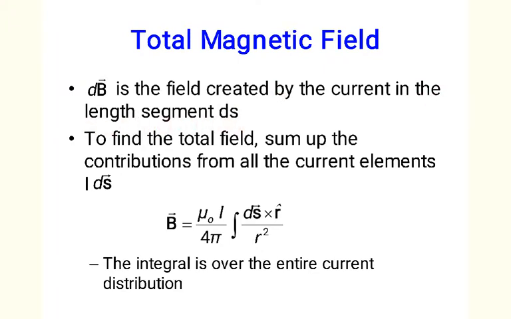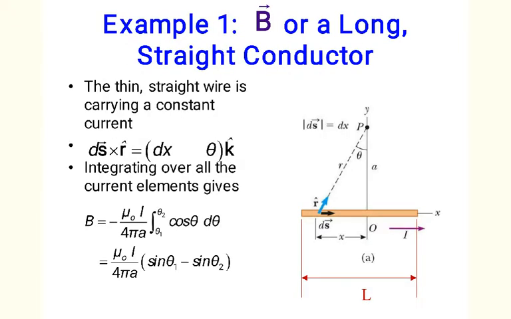To find the total field, you need to sum up all contributions from the elementary currents I times ds. So the total field is given by an integral of mu naught I divided by 4 pi times the integral of ds cross r hat divided by r squared. This integral is over the entire length of the wire or entire current distribution. In deriving this formula, we use the fact that I is the same through the whole length of the wire. The current doesn't disappear. Therefore, I is the same for every element ds and can be taken out of the integral. Let us consider several examples.